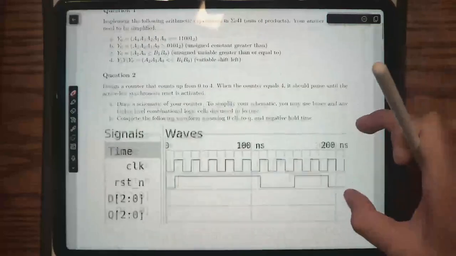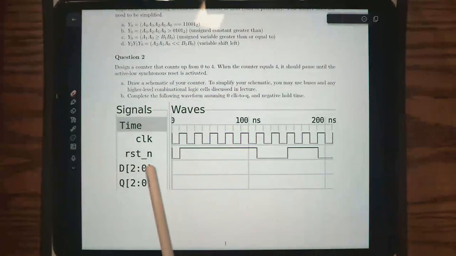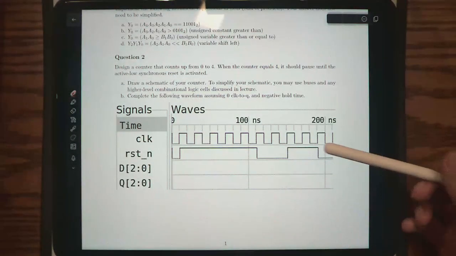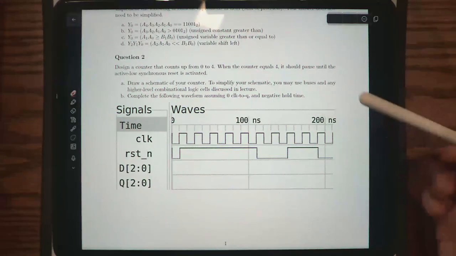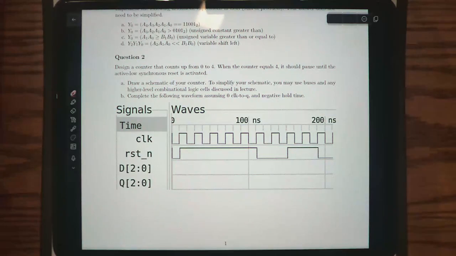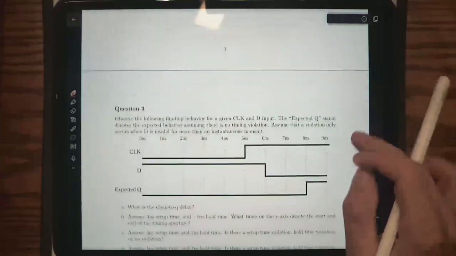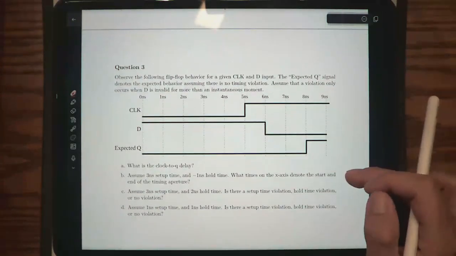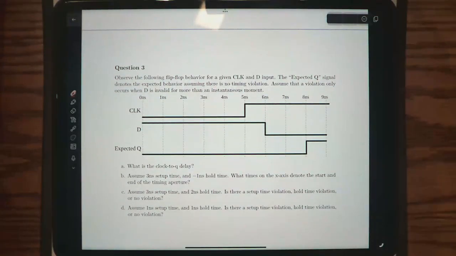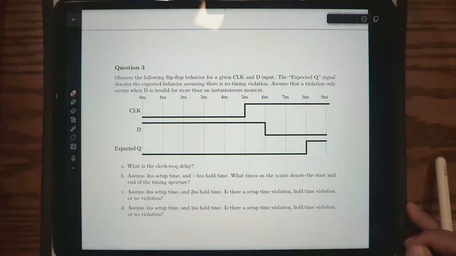Then you also need to create a counter that freezes at the value 4. So this will use muxes and should be pretty fun. Cool. This question is pulled straight out of last quarter's final. So I guarantee there will be a very similar question on the midterm and the final.